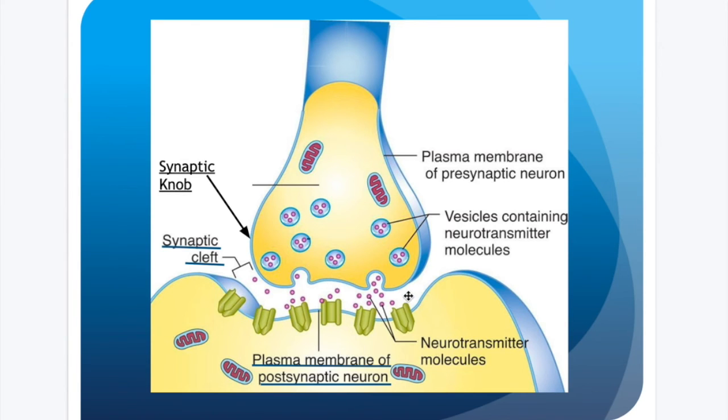This space is part of the synapse. It's called the synaptic cleft. Again, you can see that our neurons don't actually touch. There is a little bit of space there. The neurotransmitters released by the presynaptic neuron diffuse across the synaptic cleft and activate these receptors on the postsynaptic neuron. That allows changes to occur in the postsynaptic neuron.